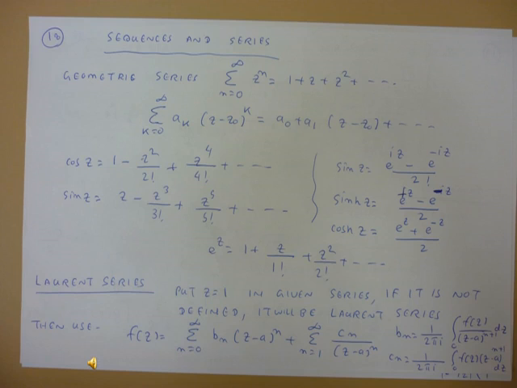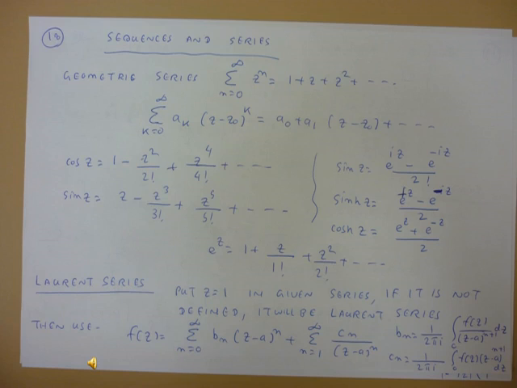And the Laurent series, we can also write down that, put z equal to 1 in the given series. If it is not divergent, it will be the Laurent series. So the Laurent series generalized format is f(z) equals the summation n equals 0 to infinity b_n (z minus a) power n plus the summation n equals 1 to infinity c_n divided by (z minus a) power n. So this is the format of the Laurent series.